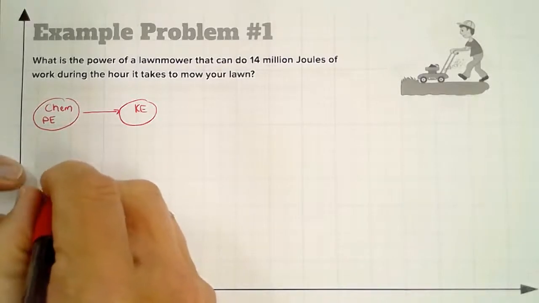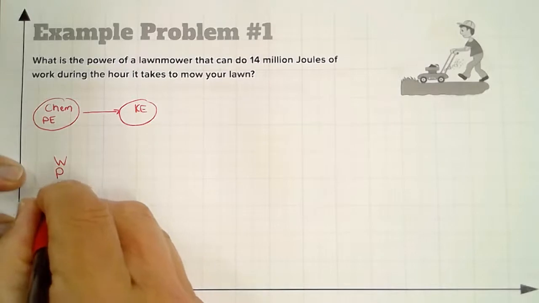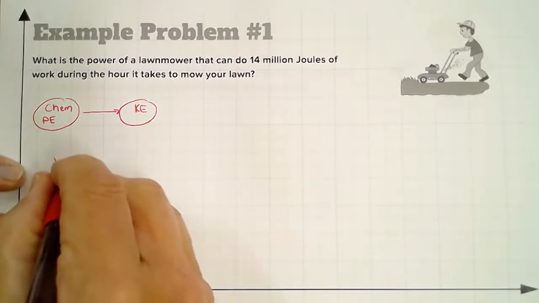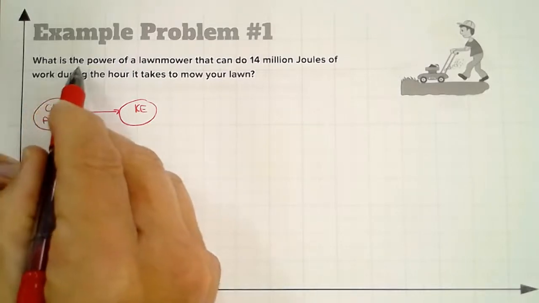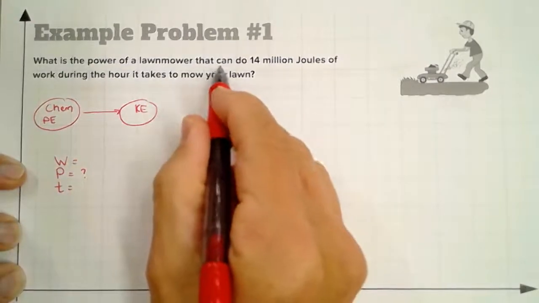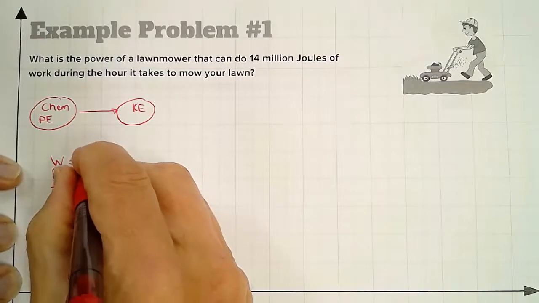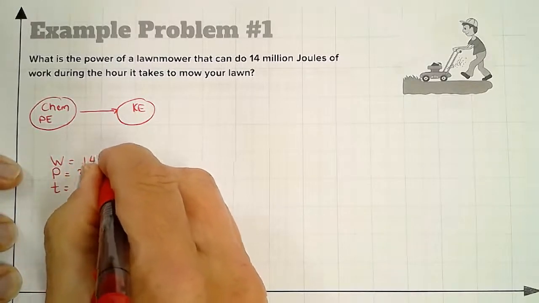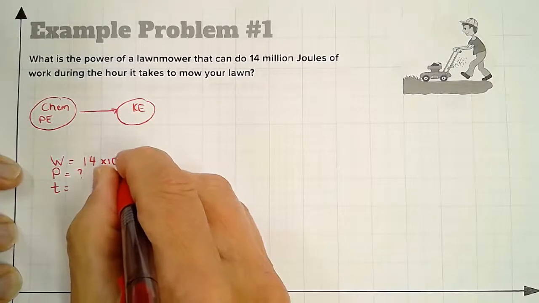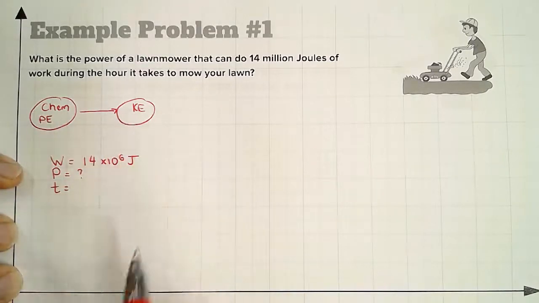The variables in this case, we are going to have work, we are going to have power, and we are going to have time. These are our three variables. It says, what is the power? So we're trying to find the power. It says it can do 14 million joules of work. So this is 14, and then million is times 10 to the 6th. So that's how much energy is transferred from chemical stored energy to kinetic energy.